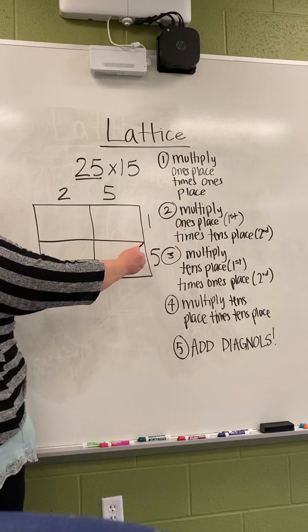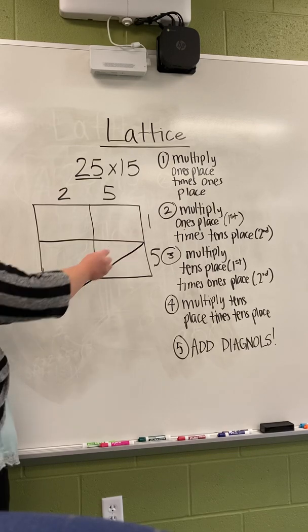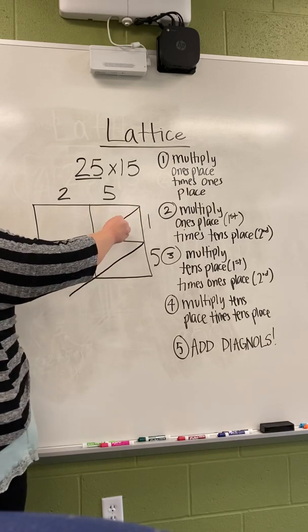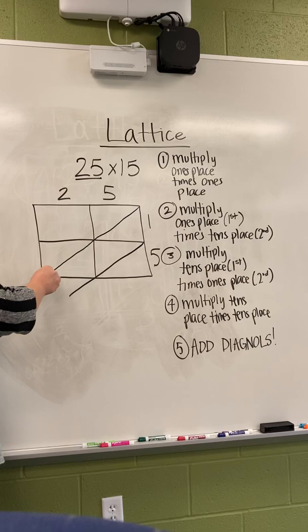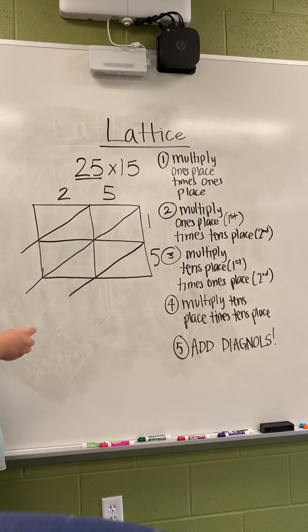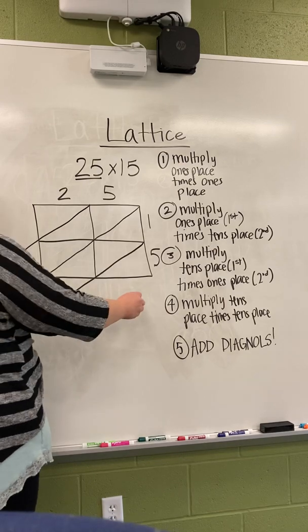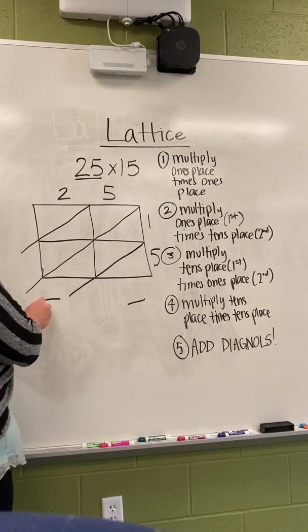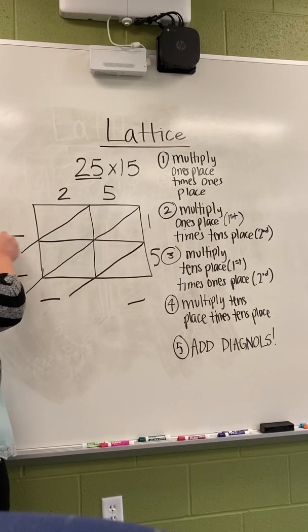Then you draw diagonals straight across from the corner of each box, which means that this answer could have 1, 2, 3, 4 places.